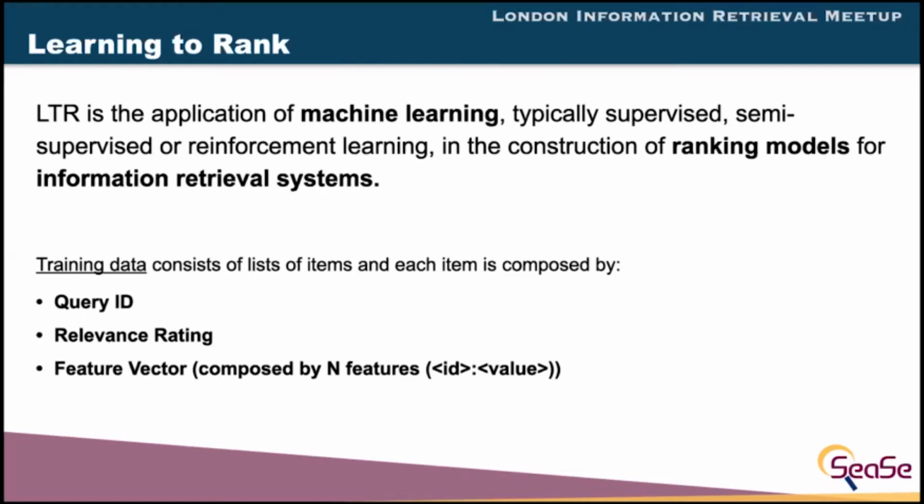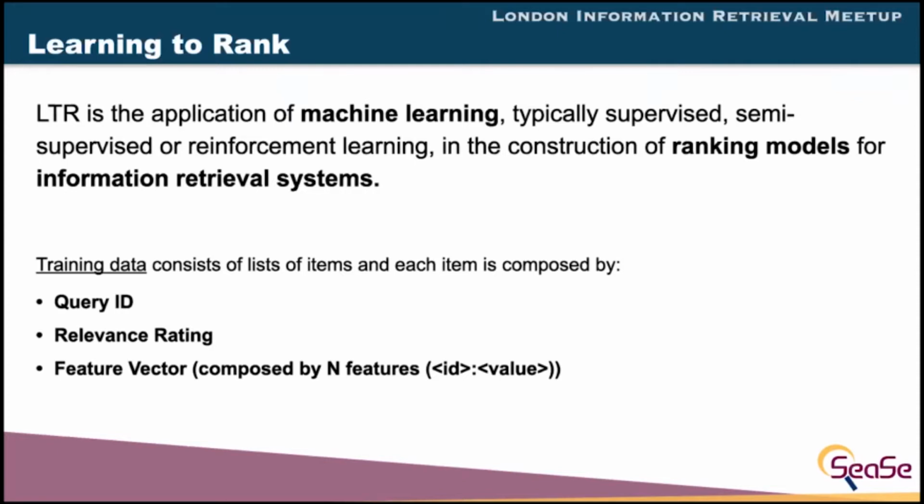Each item, document, is composed of a query ID, and each query is associated with one or more documents. Then the relevance rating, which consists of a relevance grade that should be a non-negative integer starting from 0, where the larger the number, the more relevant the document is. And then the feature vector that is composed of n features, ID and value.